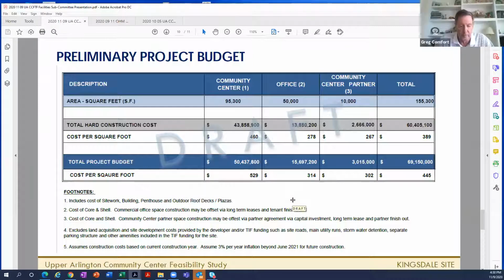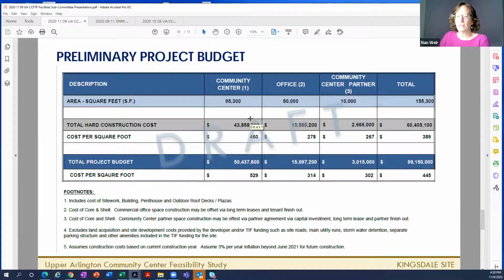Well, so to confirm the total project budget versus the hard construction cost, can you just explain the differences there so everybody understands? Yeah, so the hard construction cost is what you'd expect the bid to be on the project, what the contractor would build it for. And then the difference between these numbers are the soft costs.